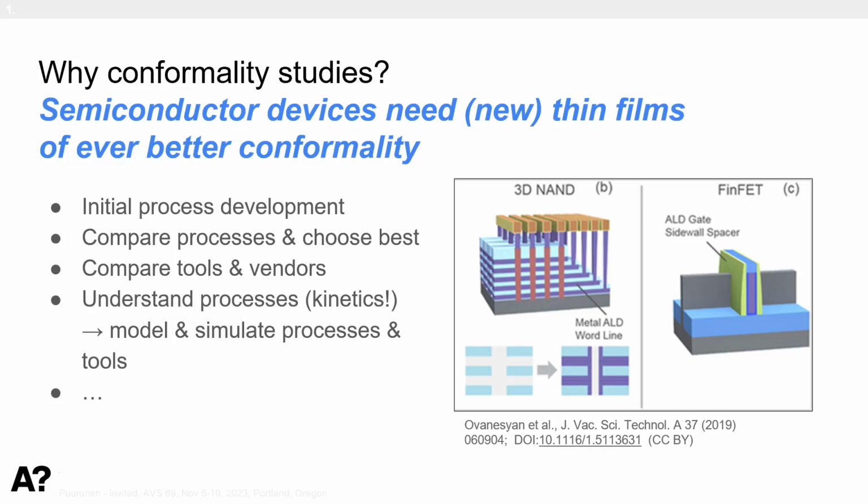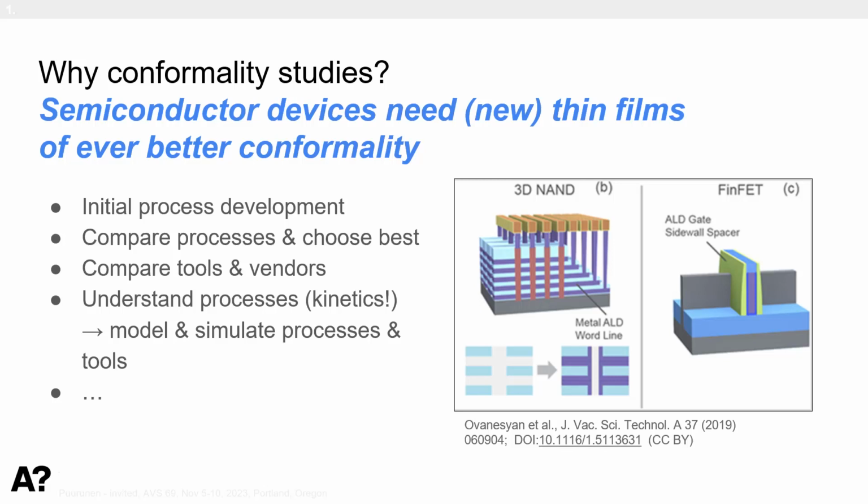So for the initial process development of new films, conformality studies will be needed. Also, when choosing a process for a particular application, for comparing processes and choosing, conformality studies are needed.